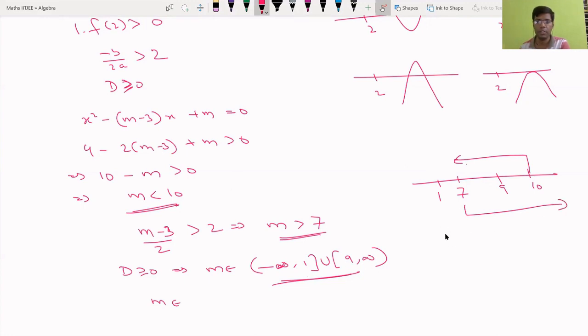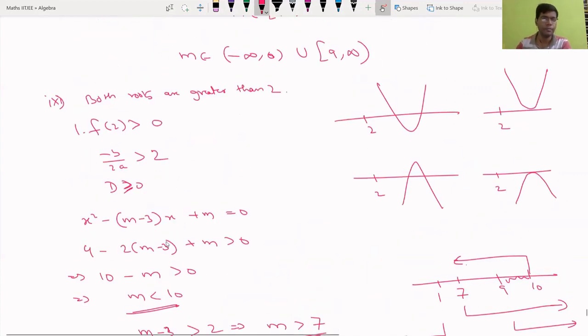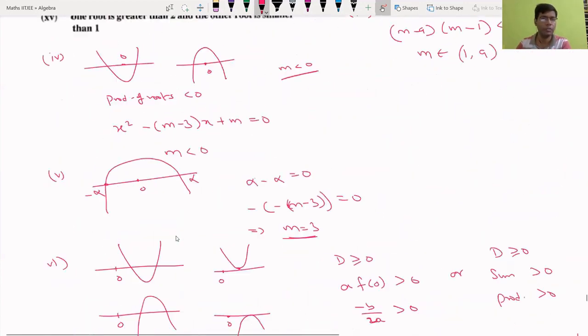It has to be either here or here. So the intersection will be this. So my m will belong to 9 closed, 10 open. So 9 to 10. Fine. So this is when both the roots are greater than 2.